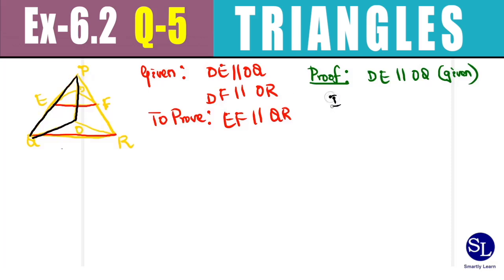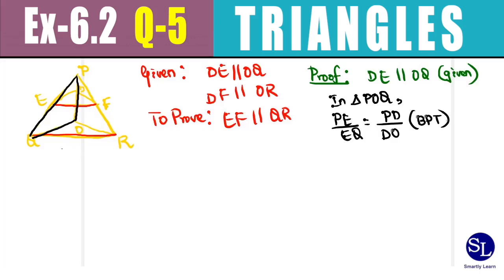So in triangle POQ, I can use this statement and declare PE by EQ is going to be equal to PD by DO because of BPT and from the first statement. So I'm giving this as equation number 1.